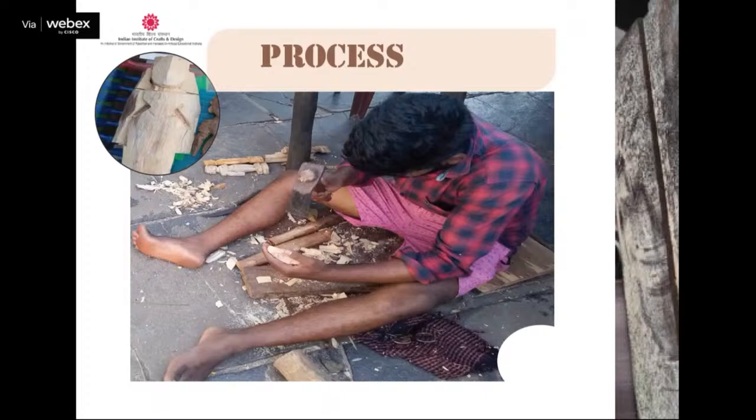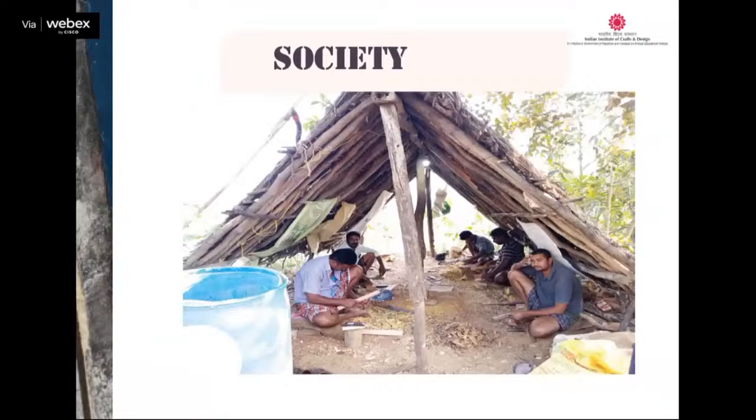And this is the craftsman's society, we can say, or maker community society. So this is a very common picture. All over India, we can see that they make a temporary shelter, and within that shelter, 4 or 6 craftsmen sit side by side, and whatever material they get, they try to carve out the items or designs that have at least a little demand in the local market so that they can earn some money, right?